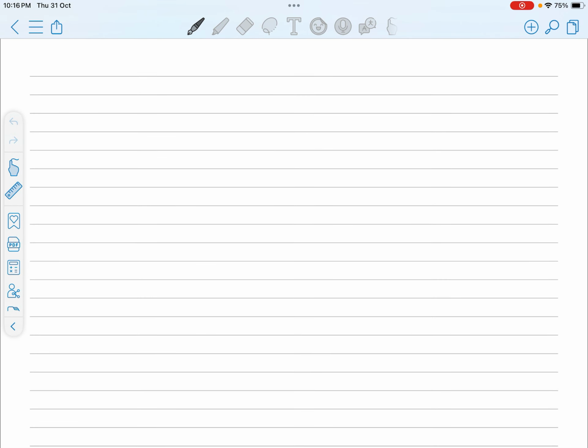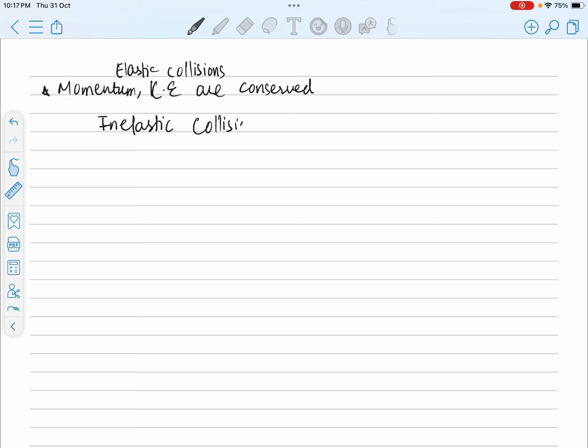Now we will understand elastic collisions. Elastic collisions are those collisions in which momentum and kinetic energy are conserved. Inelastic collisions are those collisions in which momentum is conserved but the kinetic energy isn't.